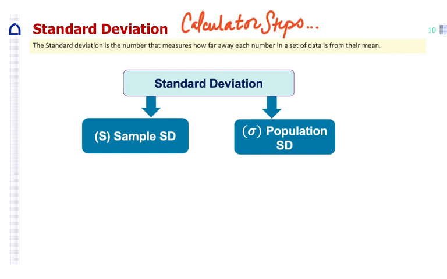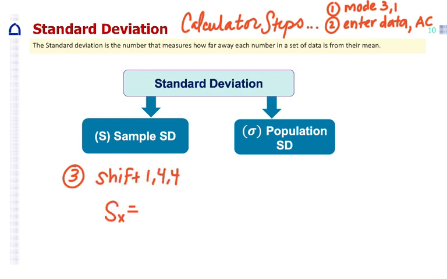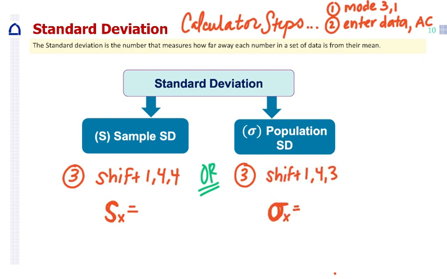So in summary, if they ask for the standard deviation, you'll start the same way. You'll press mode 3, 1 or menu 6, 1. You will enter all the data, then press AC. Then if they ask for the sample standard deviation, you will press Shift 1, 4, 4 and it will give you S equals. Or if they ask for the population standard deviation, you will press Shift 1, 4, 3 and it will give you the population standard deviation.